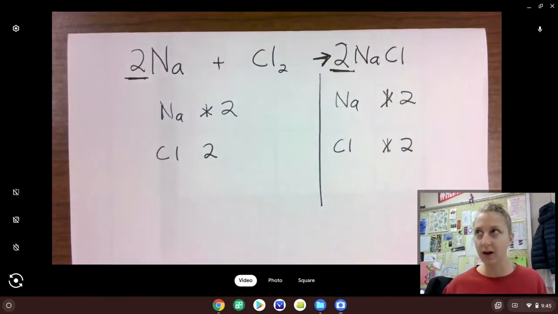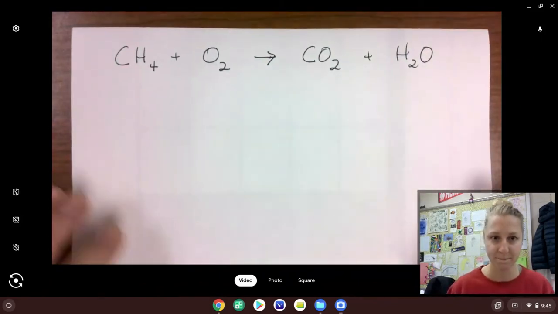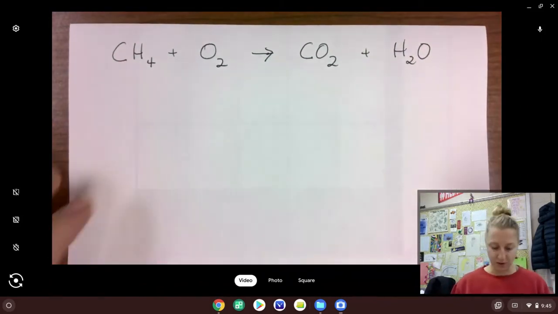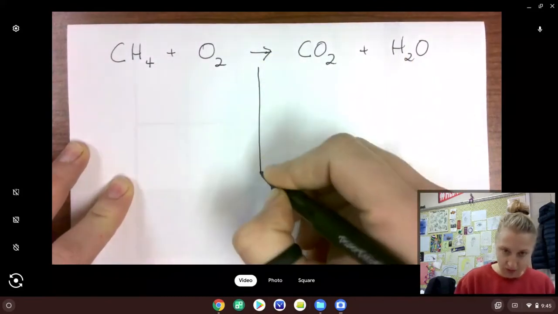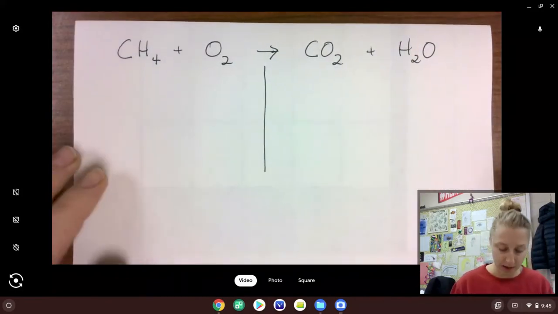Let's look at a couple more examples here. I think that this is the next one that I want to do. All right. So again, first step is going to be drawing the line underneath the arrow. Next step, listing our players.